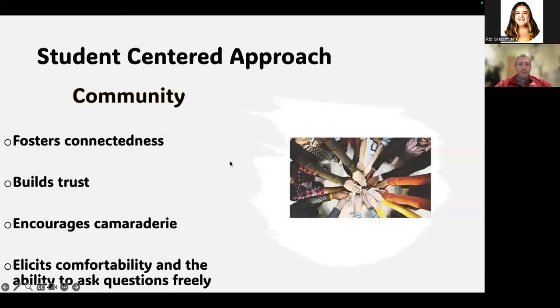Now, I've talked a couple of times about community within the classroom, and this is where we start looking at the cultural responsiveness here. Community within your classroom. Set aside a time to build this within your classroom. It's so important. It's going to foster connectedness. When you have connectedness amongst your students, it builds trust. When you build trust, you have camaraderie. When you have camaraderie, it elicits comfortability. And when we have comfortability within the classroom, your students will ask questions.